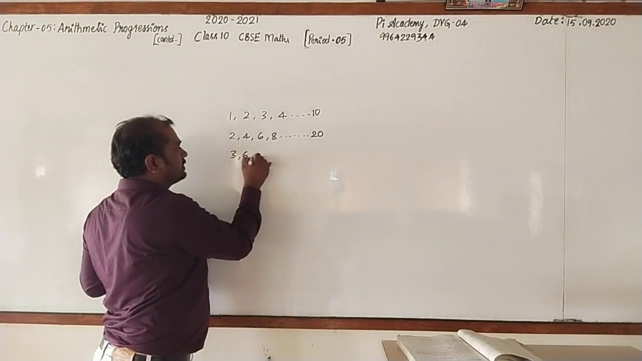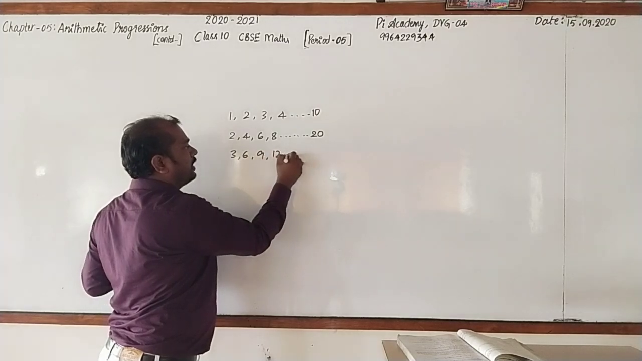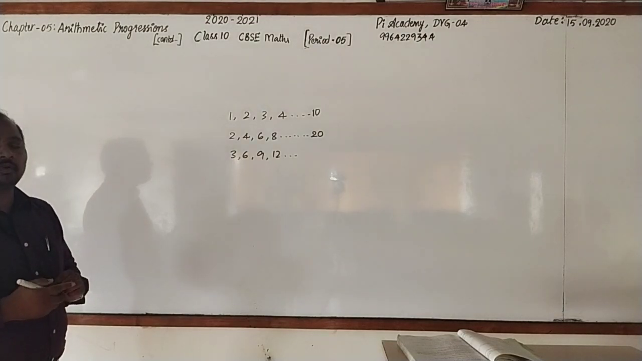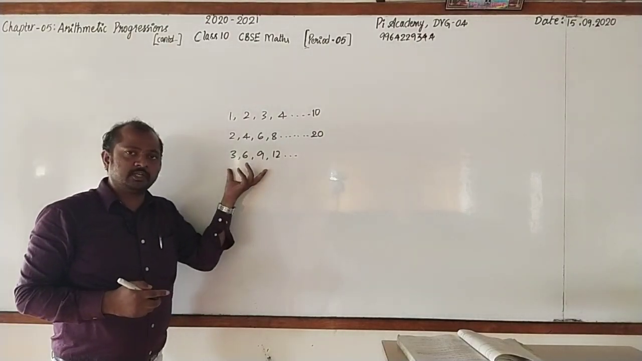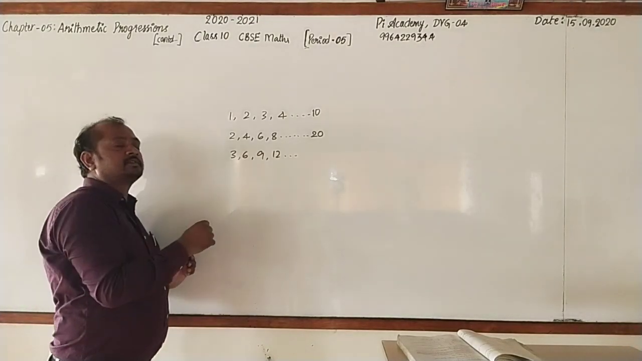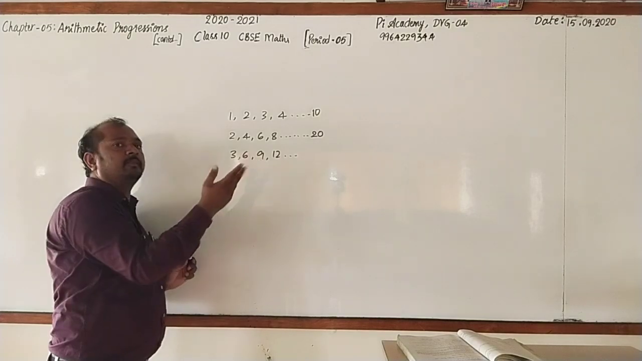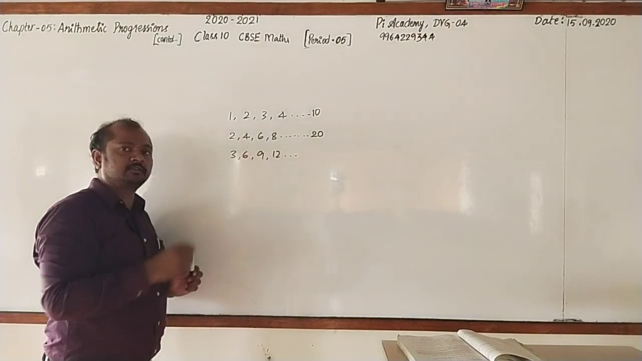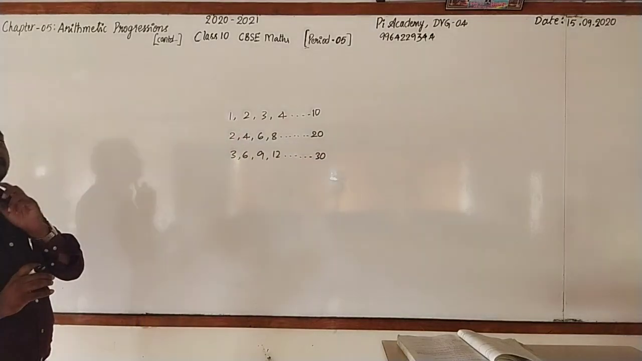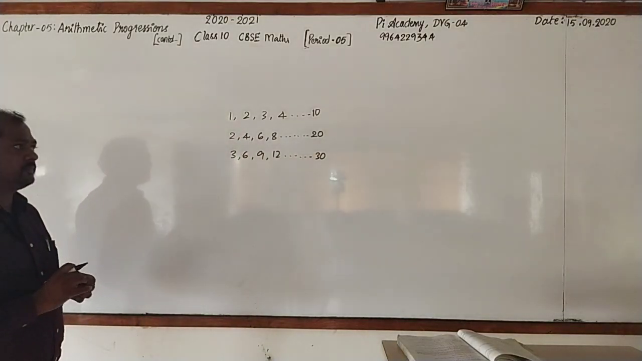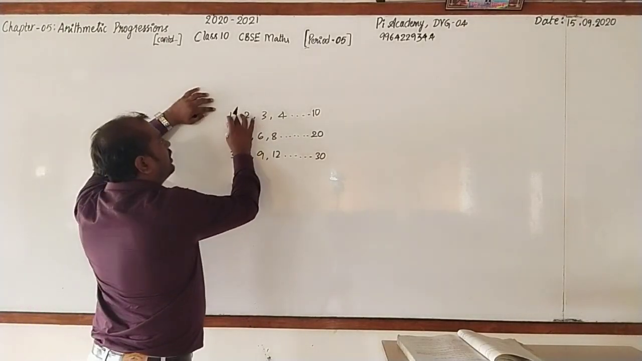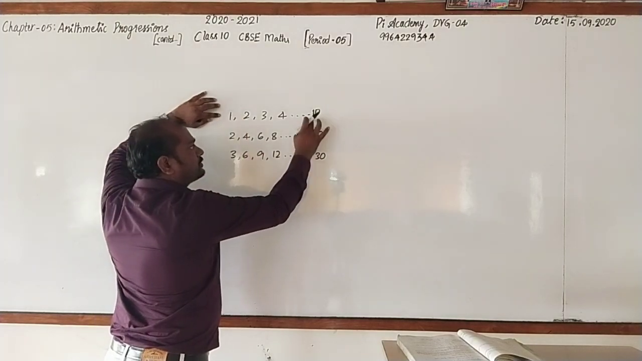Similarly, 3, 6, 9, 12 and so on. What type of progression is it? It is also arithmetic progression. First term is 3, second term 6, third term 9, common difference 9 minus 6, 3. Could you tell how many terms are there? There are 10 terms, right? Okay. Observe. Now, these are the terms in the AP.